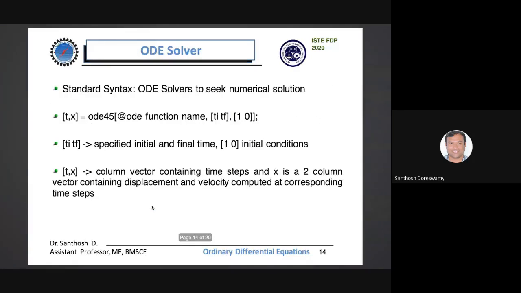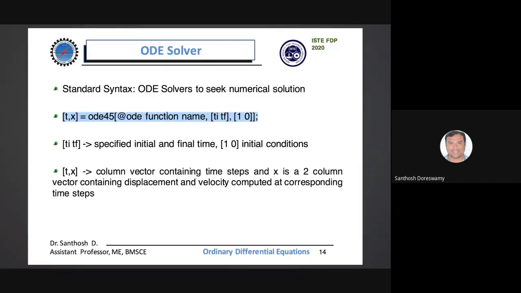If you see the standard syntax of this ODE solver, you will see that the solver gives an output of two vectors. Those vectors are t and x, where t is a vector of time and x is a vector of your velocity and displacement, because you gave two first order differential equations to this ODE45 solver using a function. So you have to write a function for these two first order differential equations. In addition to that, you should also specify the time interval for which you want to run the solver to successively estimate the slopes of these two differential equations. And then you have to specify the initial conditions. So this is the standard syntax of your ODE solver.